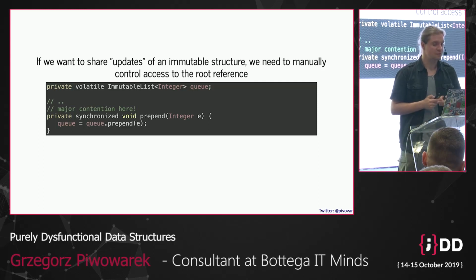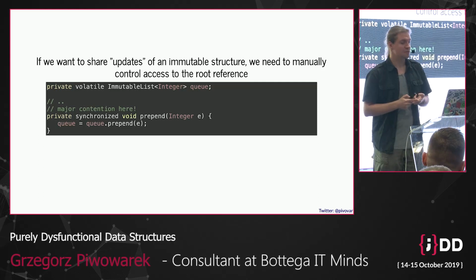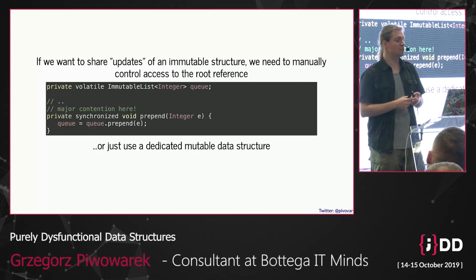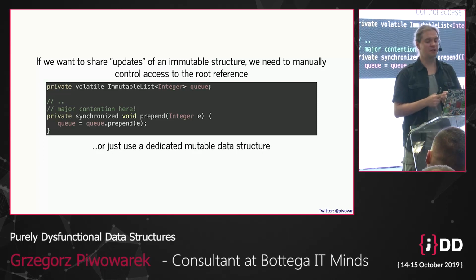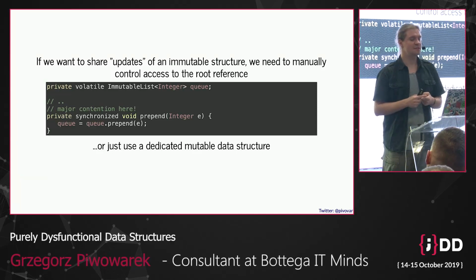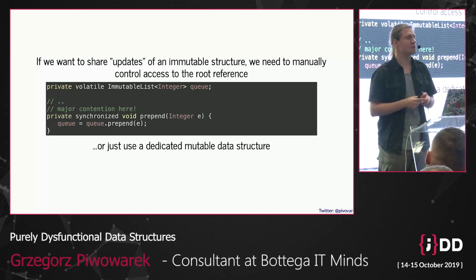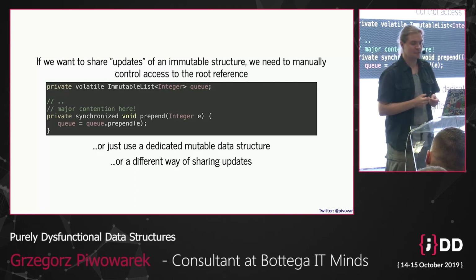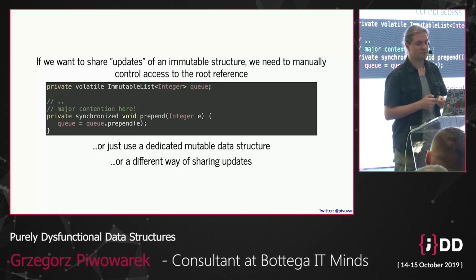So what can we do? Well, in most cases, I would tell you to just use a dedicated mutable data structure, because immutability is not applicable everywhere. Sometimes if you want to share updates between threads, it's easier to use a concurrent-friendly data structure that we have in the java.util.concurrent package. Or maybe use a different way of sharing updates, which is also an option.